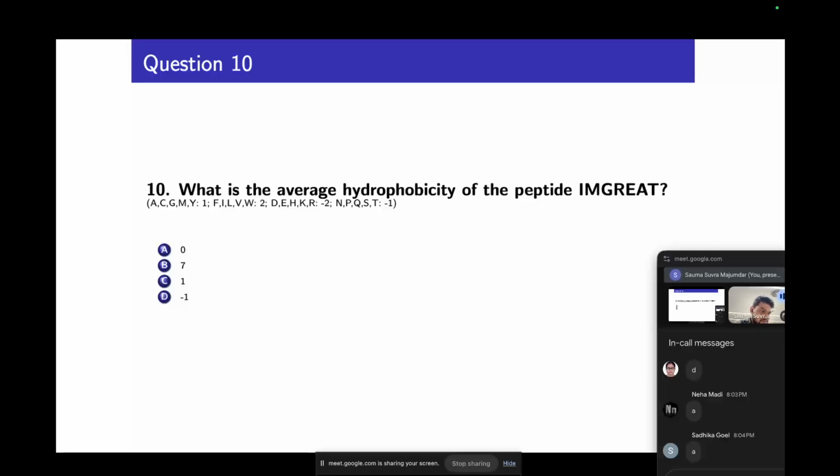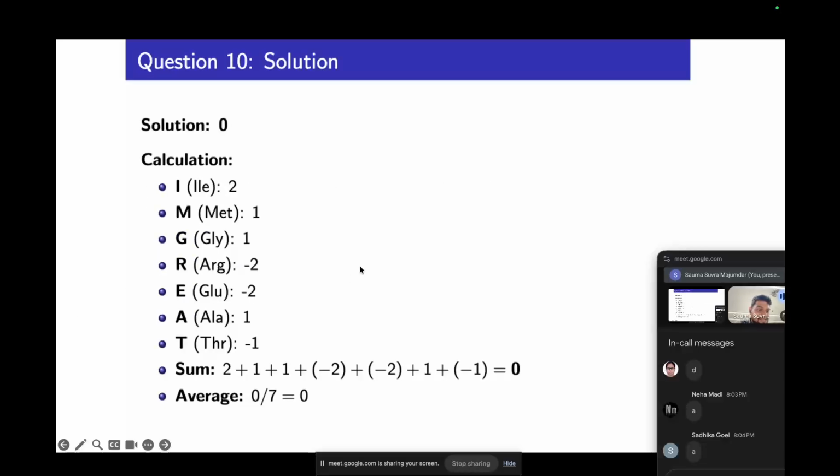But yeah, it's just you add up. And since they were asked for average, you're supposed to divide by 7, but it's 0, so the answer is 0. Okay.